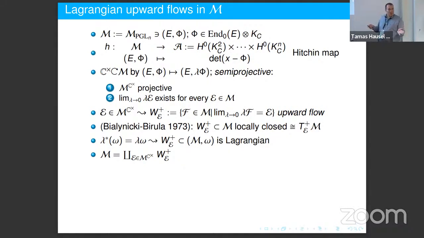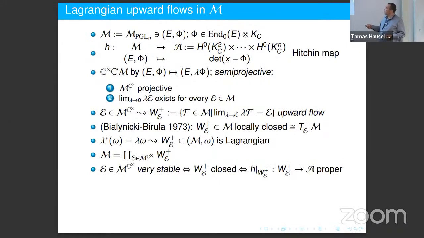Generically, they are going to be closed, and closed leaves play a central role. So in fact, we have a name for them, and they are called very stable. Either the Higgs bundle fixed by the C star direction, we call very stable, or the whole upward flow. If it's closed, this is what we call very stable. And there are various other ways to characterize very stable bundles. And one of them is to look at the Hitchin map restricted to this upward flow.